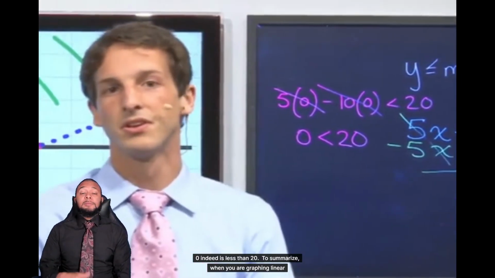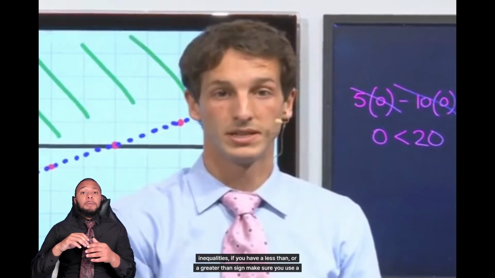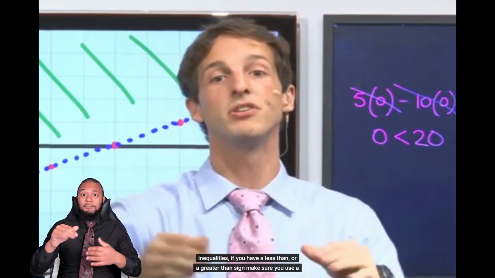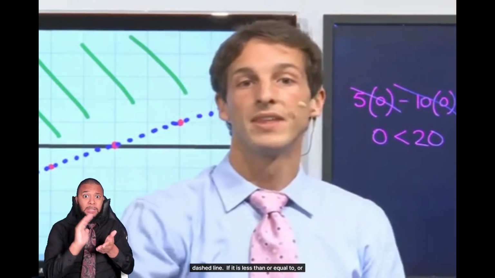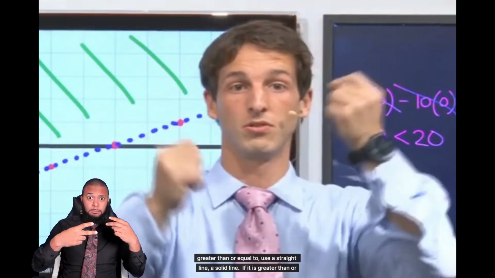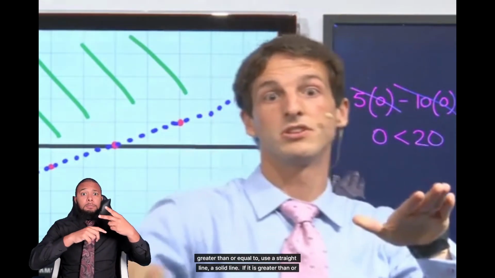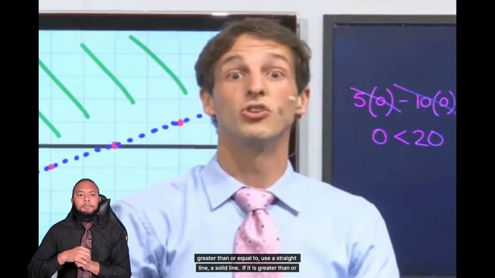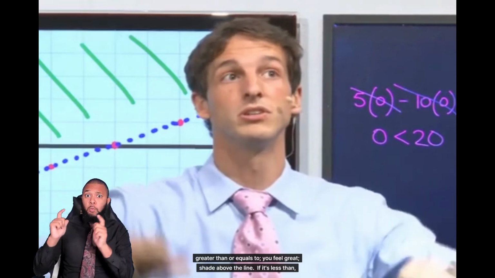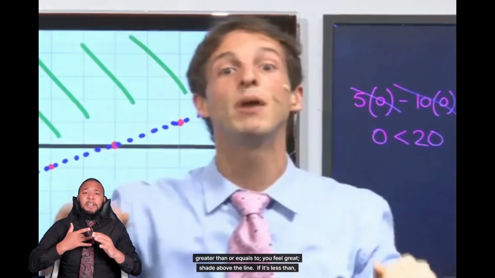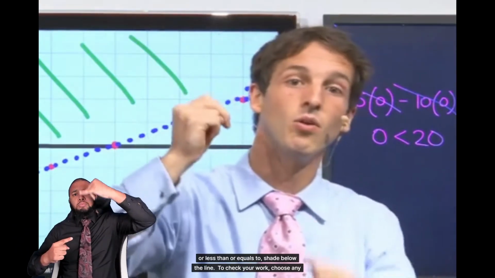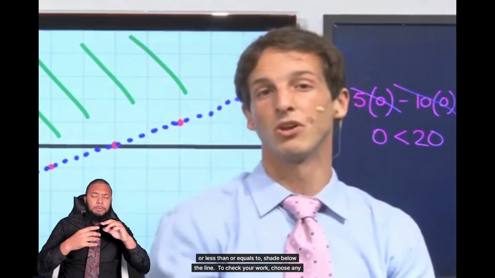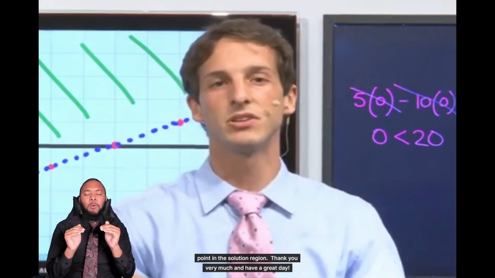To summarize, when you are graphing linear inequalities, if you have a less than or a greater than sign, make sure you use a dashed line. If it is less than or equal to, or greater than or equal to, use a straight line, solid line. If it is greater than or equal to, you feel great, shade above the line. If it's less than or equal to, shade below the line. To check your work, choose any point in the solution region.